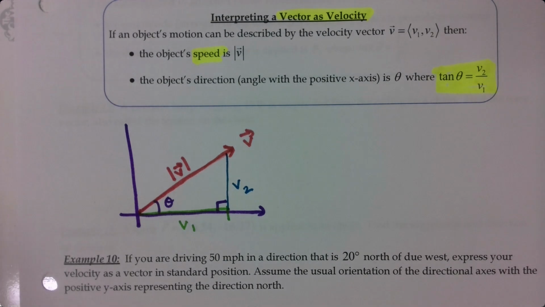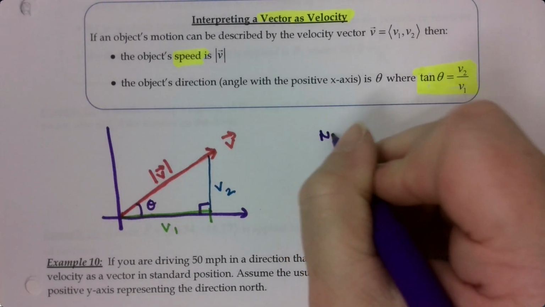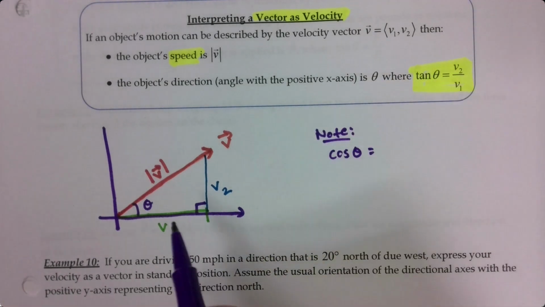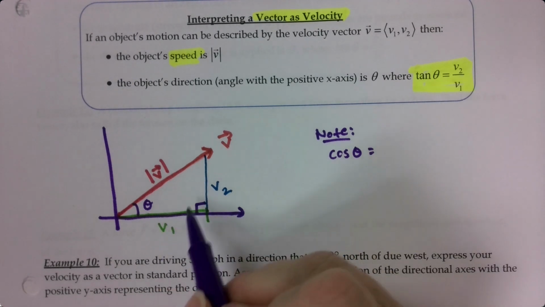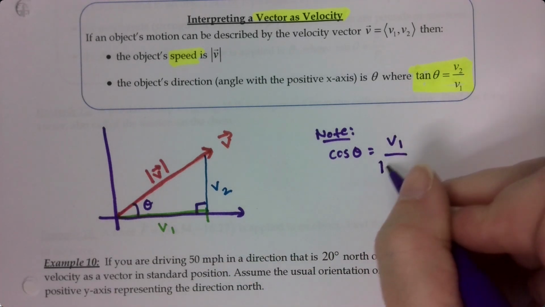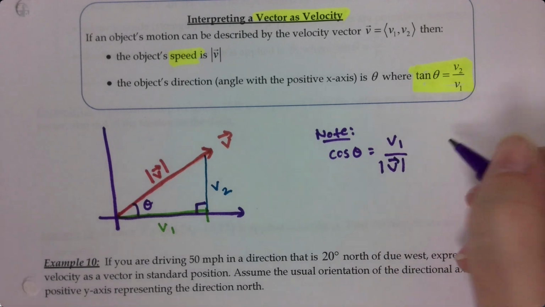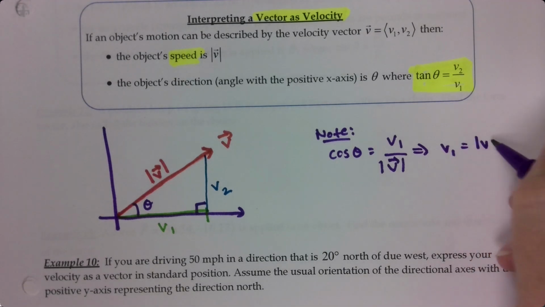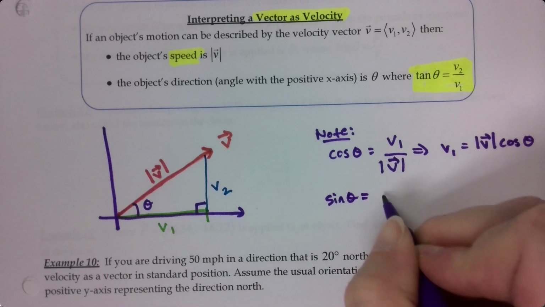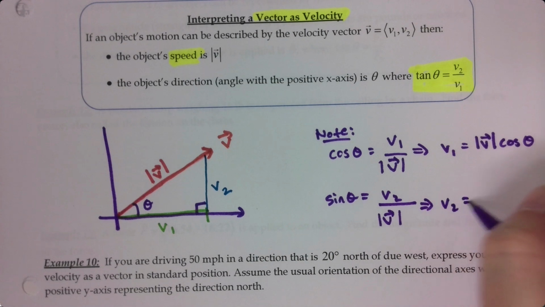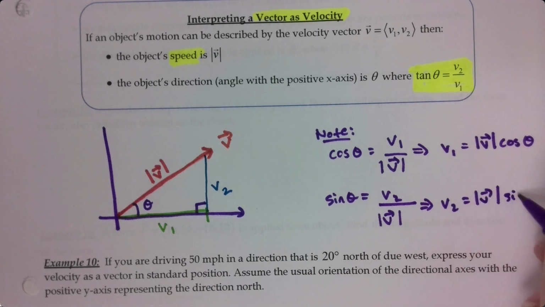And one interesting side note, it's not critical at this stage, but we'll need it later. The cosine of your angle is the v1 component, the horizontal, adjacent component, divided by the magnitude of v. So that means that v1 is the magnitude of v times the cosine of theta. And similarly, the sine of theta is v2 divided by the magnitude of v, and that means that v2 is the magnitude of v times the sine of theta.